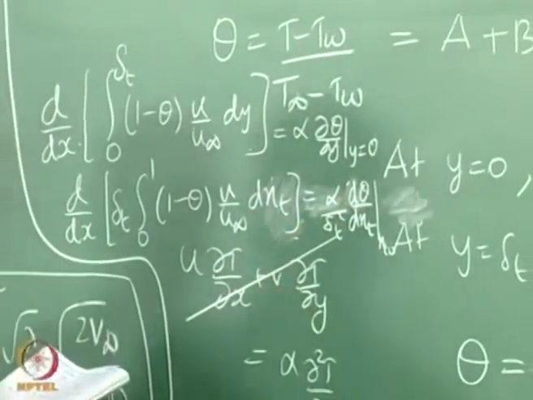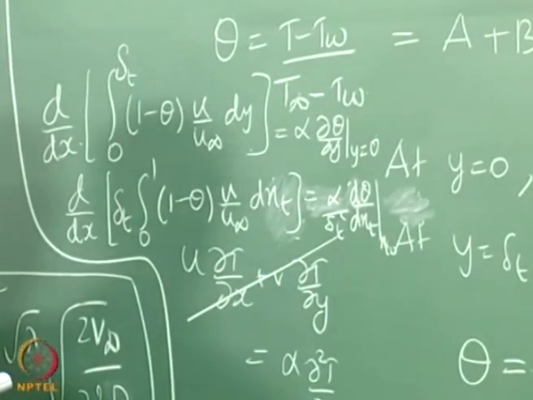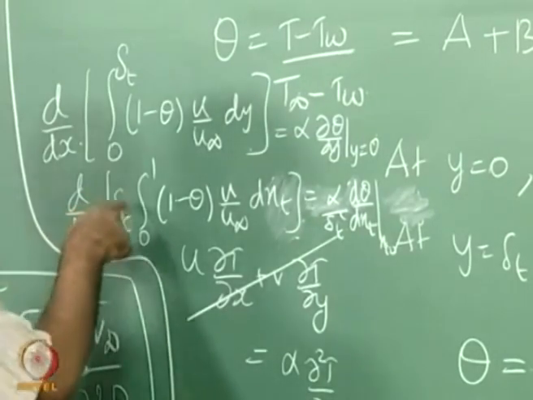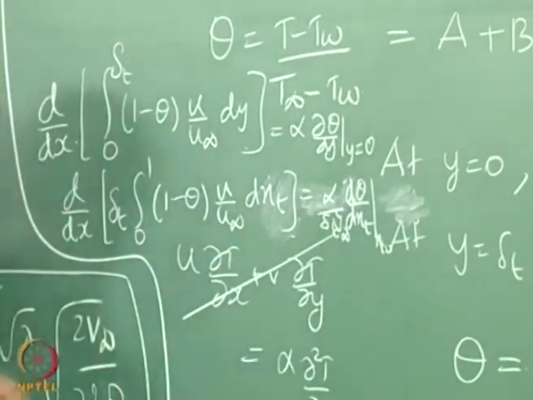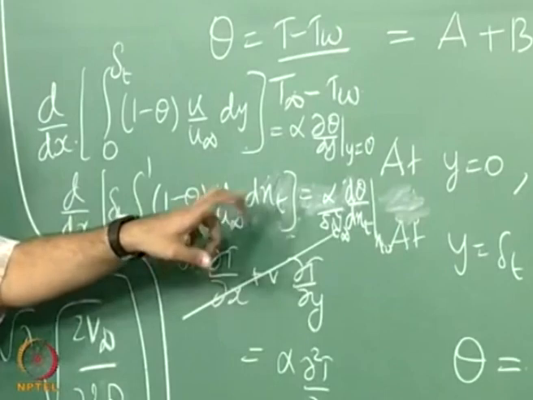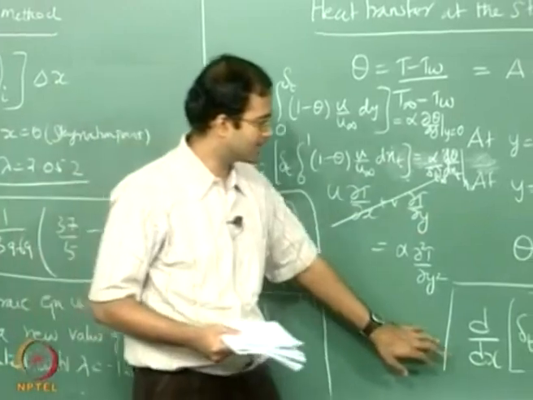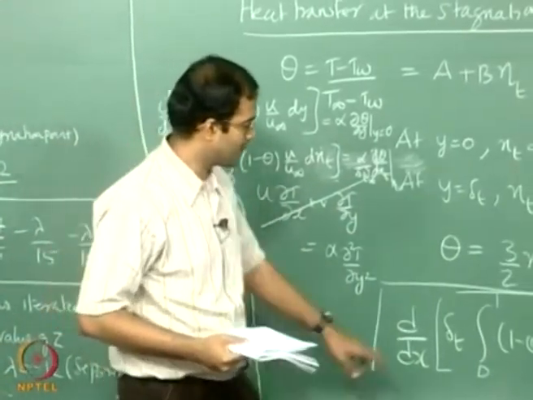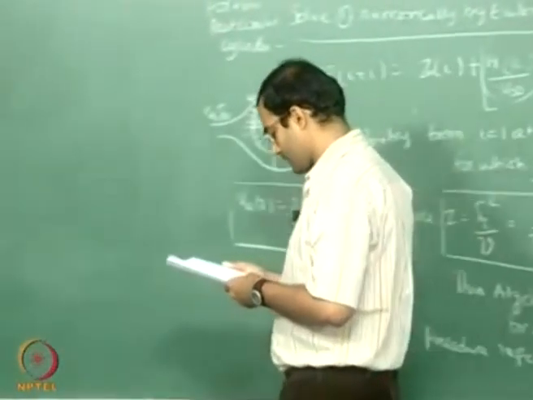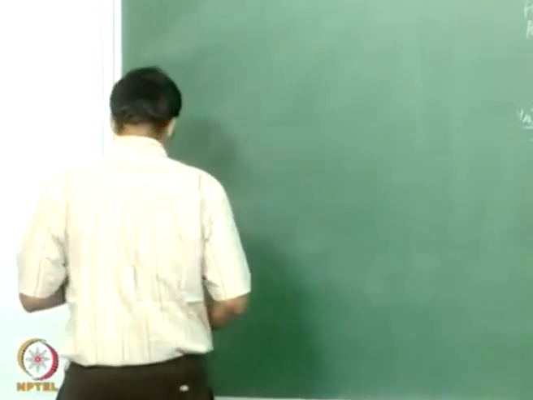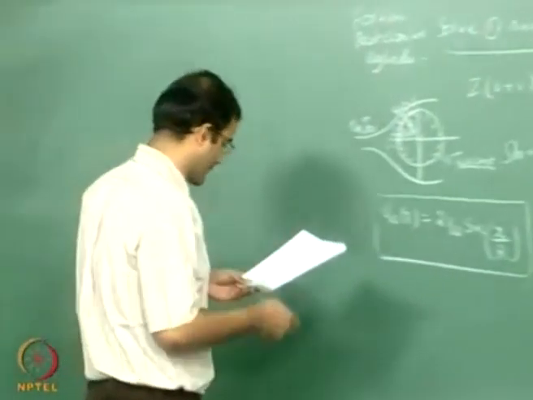I am multiplying and dividing by u infinity here, so that u infinity should be taken to the right hand side. This is originally 1 minus theta into u dy, so I am multiplying and dividing by u infinity, and this u infinity goes to the other side. So this is the final form in terms of non-dimensional theta and non-dimensional coordinate eta t. I can now substitute my temperature profile and the velocity profile that I obtained from the quartic polynomial into this particular equation 1.